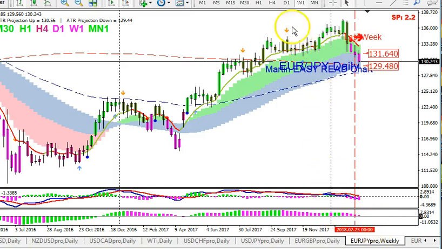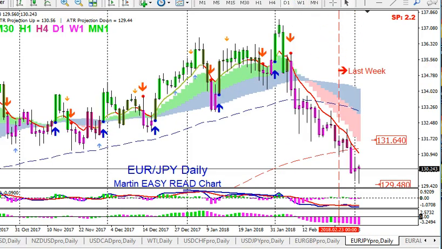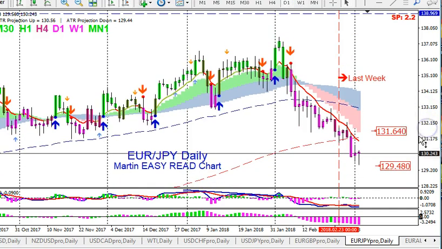So let me get to the daily. Okay, so this is the Euro Japanese yen. Again, huge downtrending movement. Prices come down. You can see price is broken the 200 SMA.